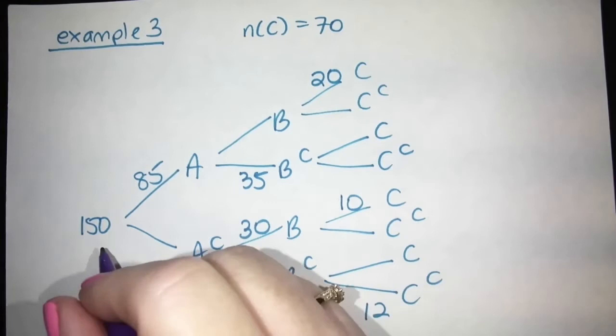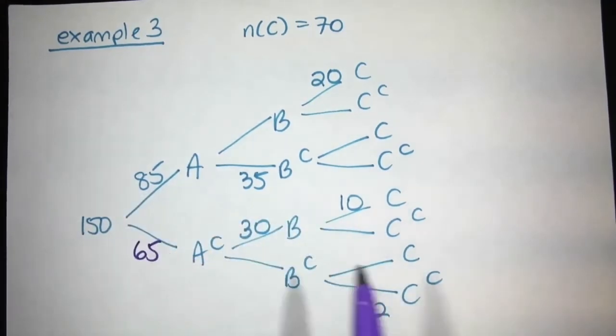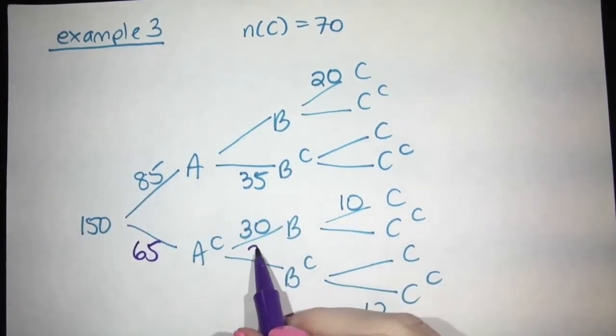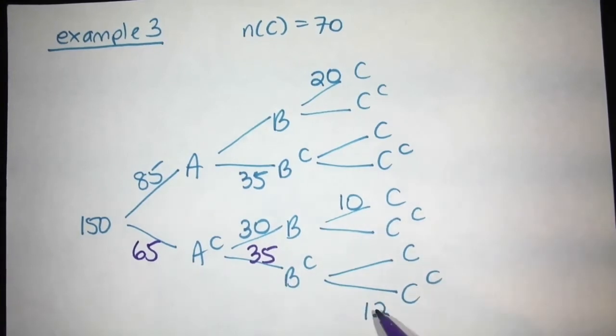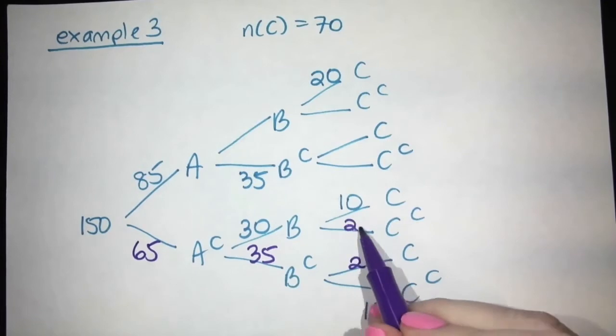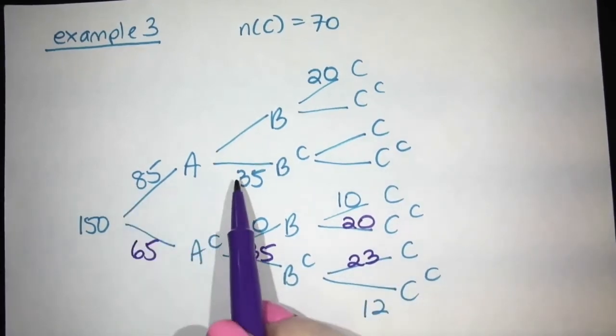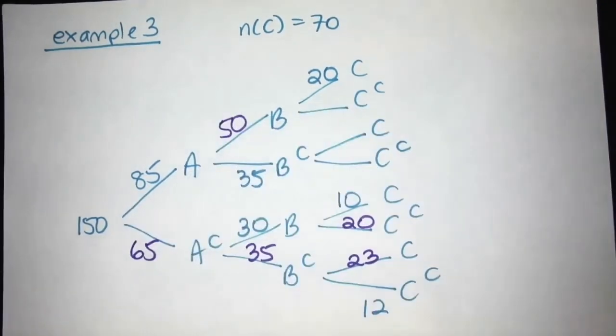Okay, so 150 would be 85 plus 65. 65 would be 30 plus 35. 35 would be 12 plus 23. 30 is 10 plus 20. 85 is 35 plus 50. 50 is 20 and 30.